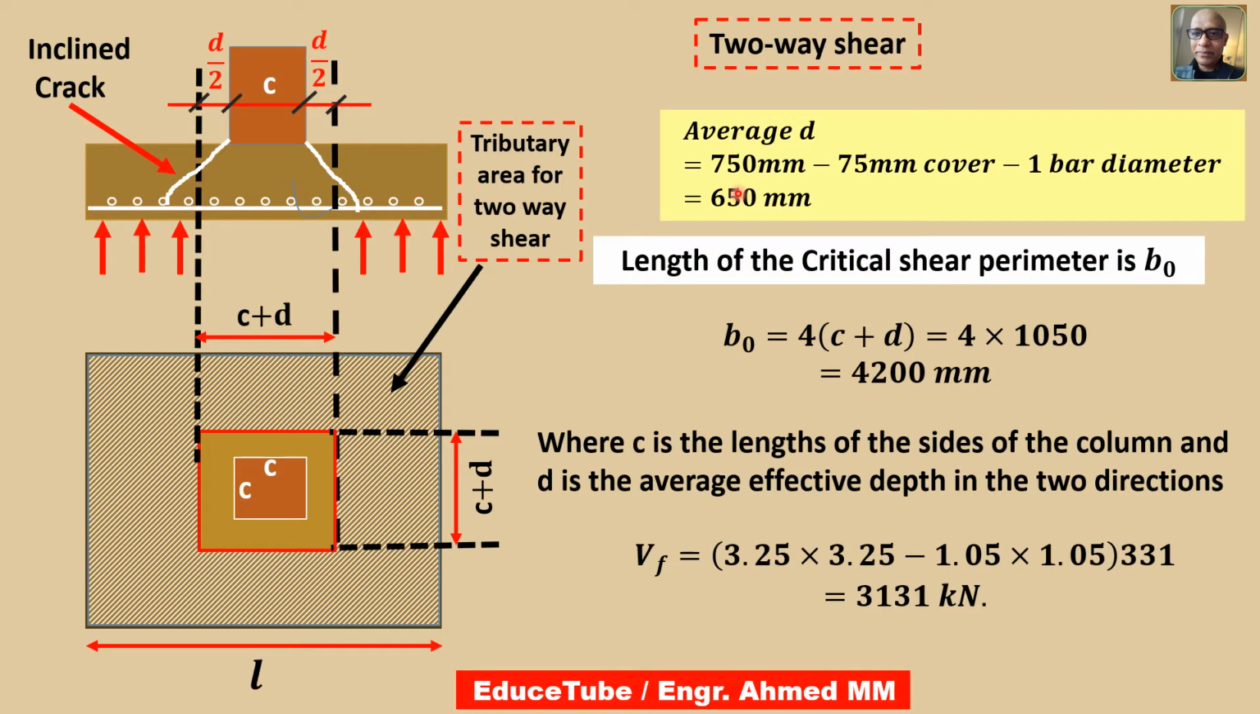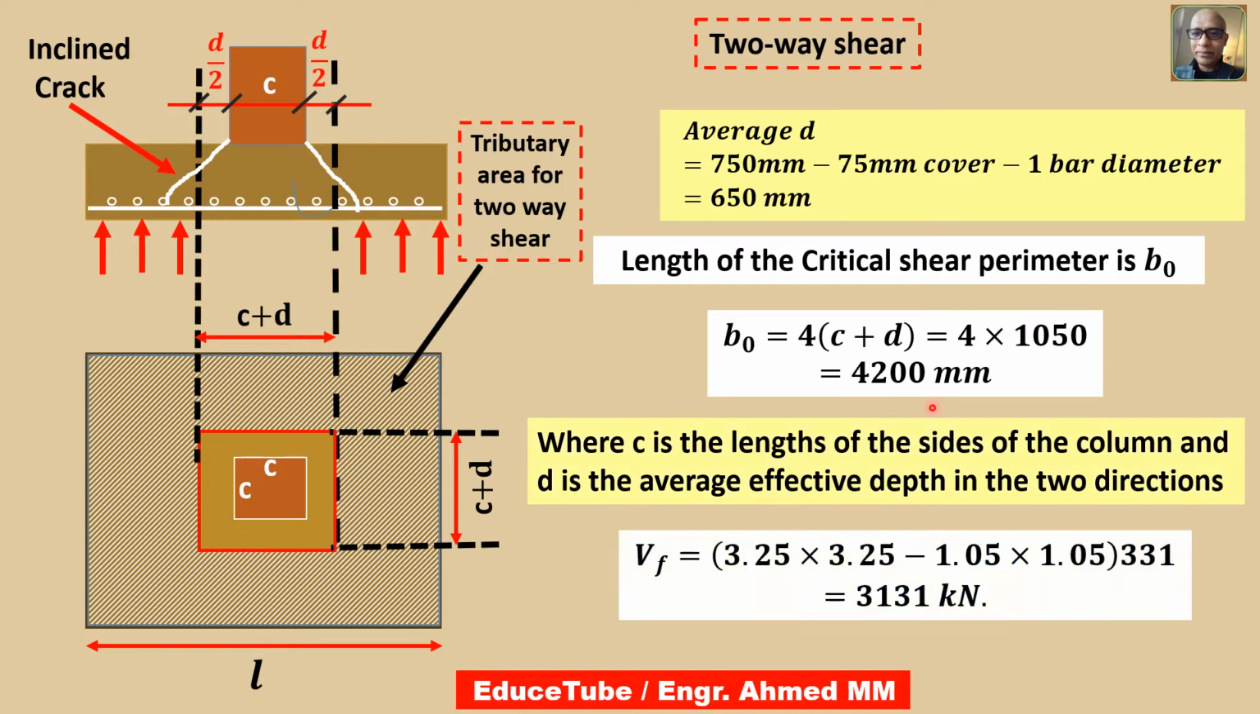Then we need to find the length of the critical shear perimeter, B0. The critical shear perimeter will be this perimeter, this red line that I have shown here, because the hashed area inside is the tributary area for two-way shear. So what is B0? It will be nothing but 4 multiplied by C plus D. So it is 4200 millimeters.